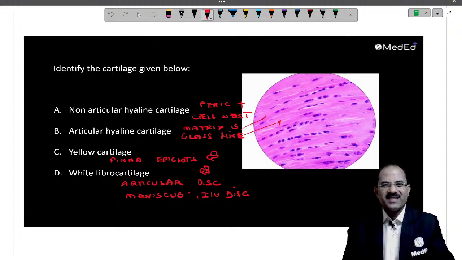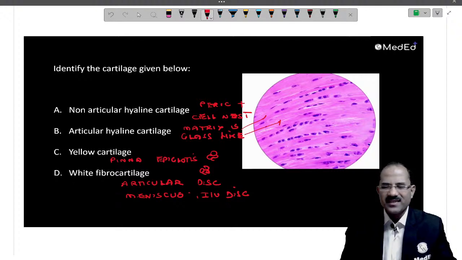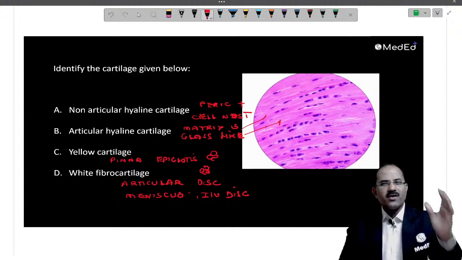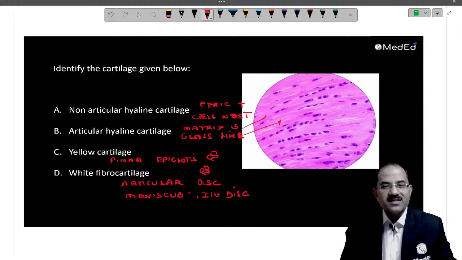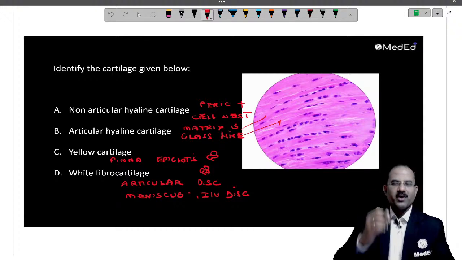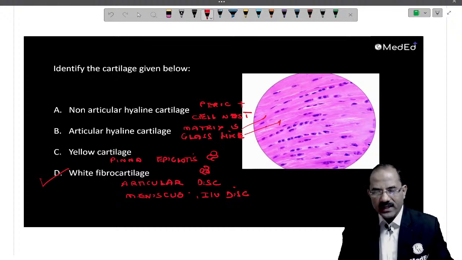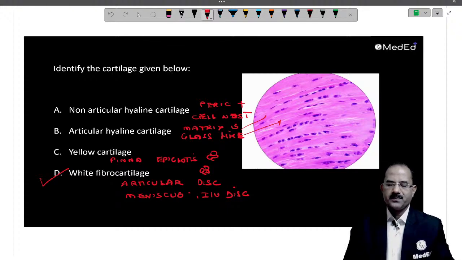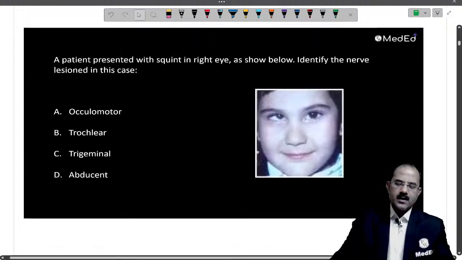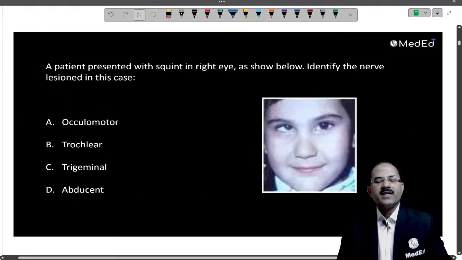Perfect, students. Are you able to follow this? This is extremely important. We are discussing all very important image-based questions. Clear? Come on, let us go to the next MCQ. So the answer here is white fibro. This is a white fibro cartilage. Going to the next slide. Have a look at this. Come on, students. Can you identify this?